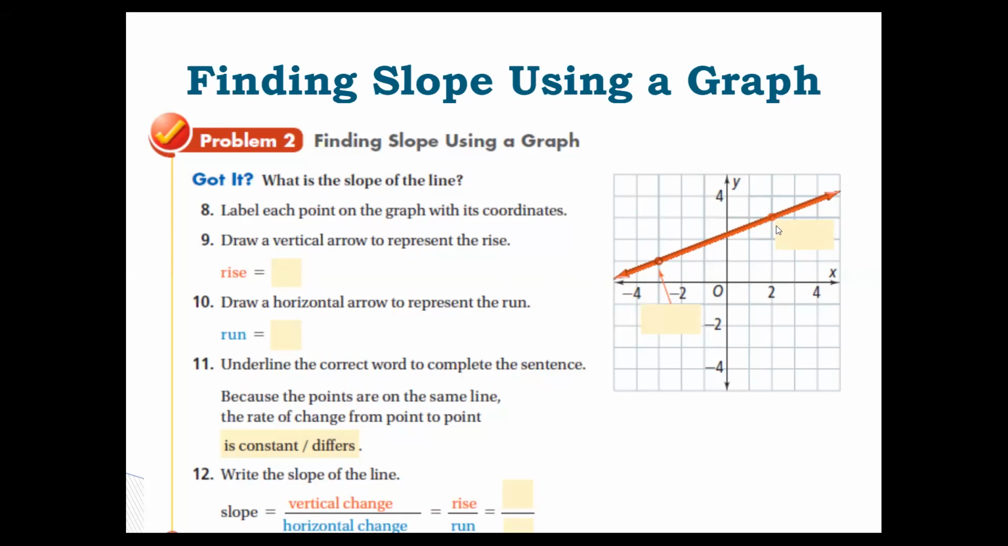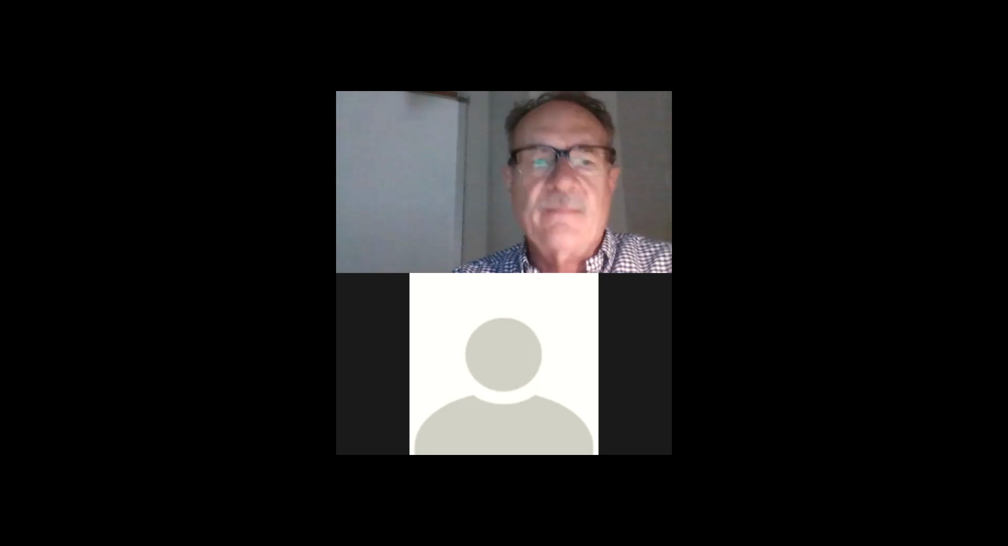X always comes first. So yeah, (2, 3). What about the one on the left? Good, (-3, 1). Excellent. So this isn't going to be super accurate, but that's approximately where that point is.